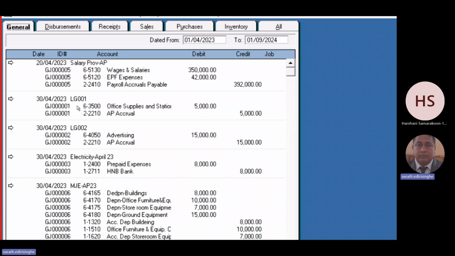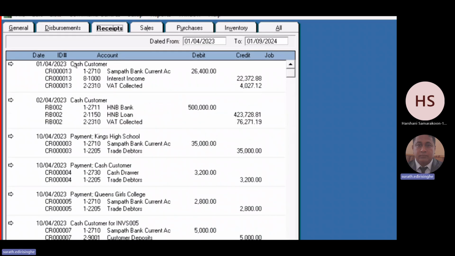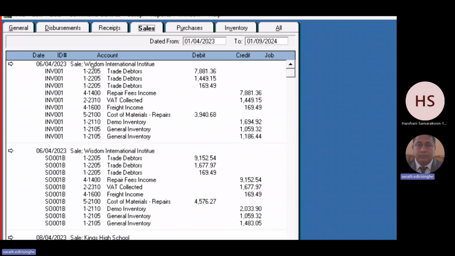Office supplies like this. Advertising. Separate marks are allocated to your paper. And also disbursements. And also receipts. And also sales, very important. And purchases.